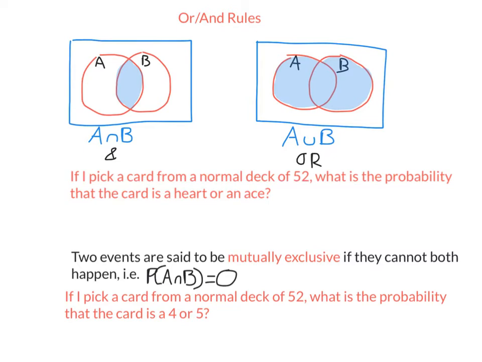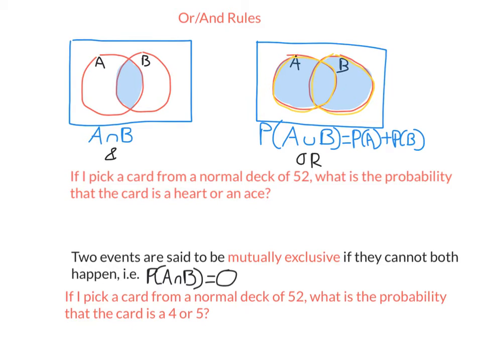So if I want to find the probability that either A happens or B happens, what I can do is find the probability that A happens, add up everything in A, and add up everything in B. So the probability of A or B, I can just add together the two probabilities.